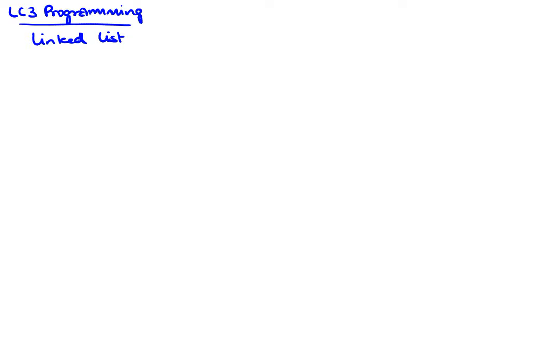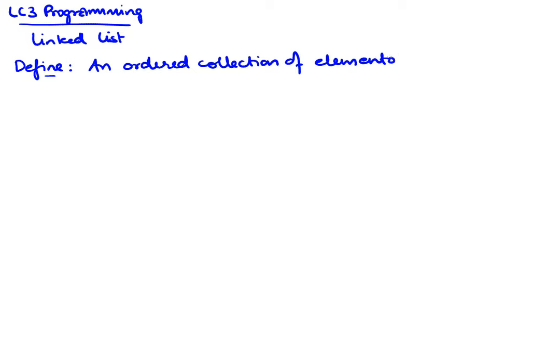So let's first define what a linked list is. A linked list, the definition for us, is an ordered collection of elements of the same data type. So you might wonder, how is this different from an array? The key step here is the ordering.